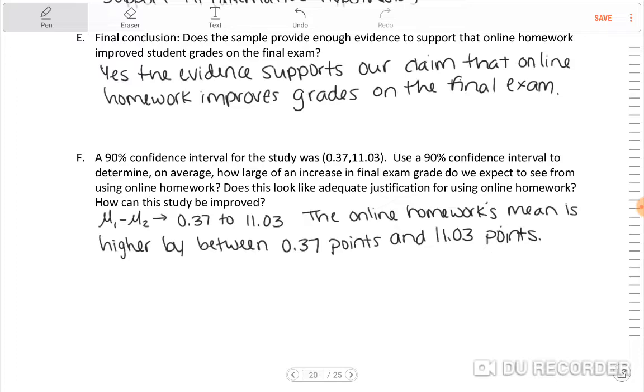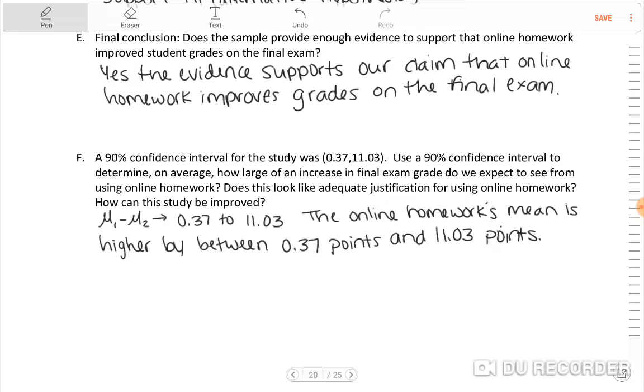If your exam grade only improves by 0.37 points, that's really not substantial. That's not even half of a point. So this is not a substantial justification. However, if it does increase by 11 points, that is pretty substantial. So the question is, which one would be enough of an increase? Well, we can't say. We don't know. It's somewhere between those two values.